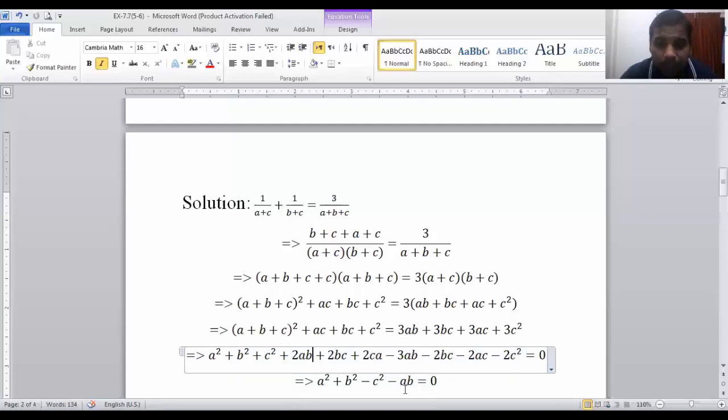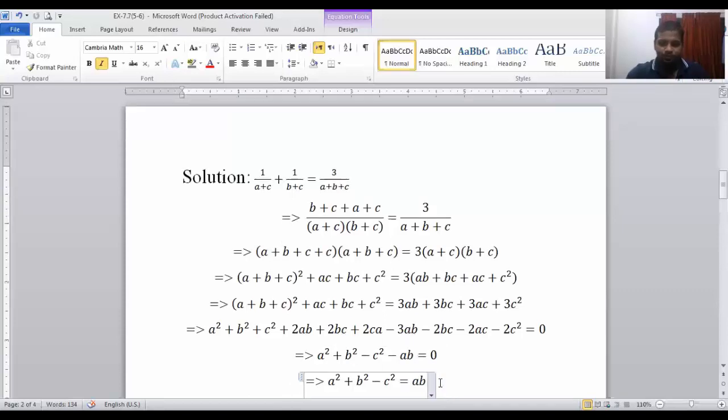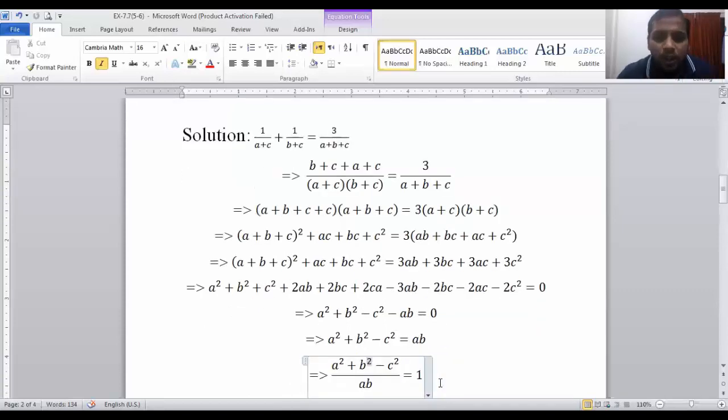2ab minus 3ab is minus ab, as I discussed earlier. 2bc minus 2bc, nothing. 2ca minus 2ac, that means nothing. So at last we get a square plus b square minus c square minus ab is equal to 0. Okay, we change the side of minus AB to the right side. It becomes a square plus b square minus c square equal to AB.